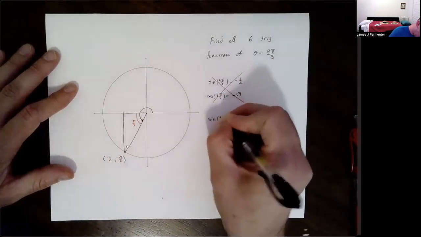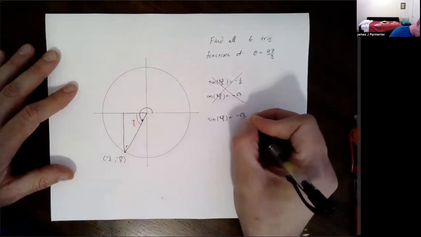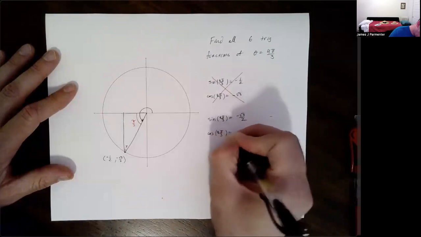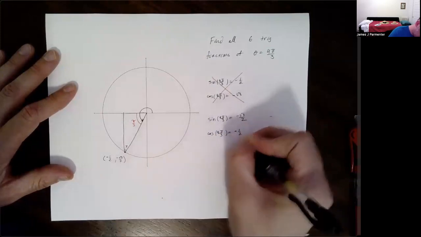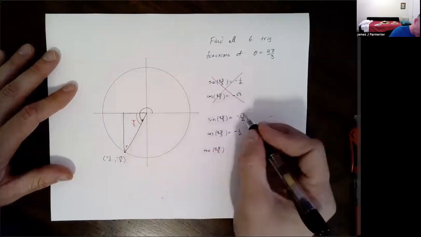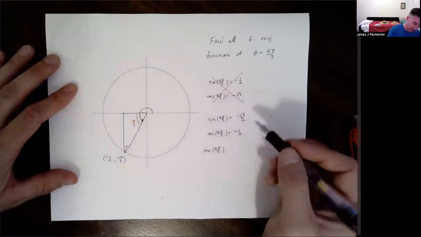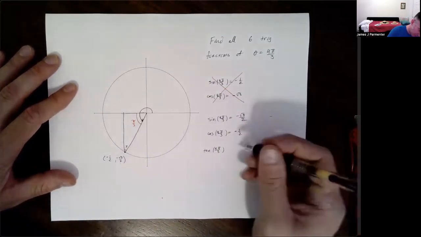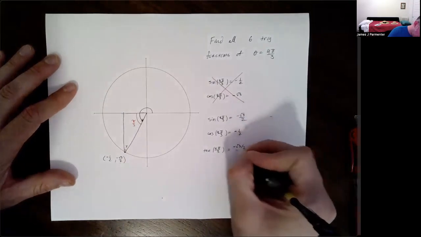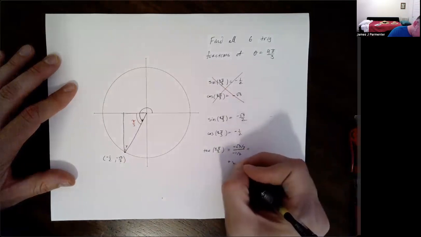Sine of 4 pi over 3 is equal to the y coordinate, which is -√3/2. Cosine of 4 pi over 3 is equal to the x coordinate, which is -1/2. Tangent of 4 pi over 3 is the y coordinate divided by the x coordinate, which is one reason we do write sine first and cosine second, so we can be like, oh, this divided by this gives you tangent. So you get -√3/2 divided by -1/2, which is going to be positive √3.